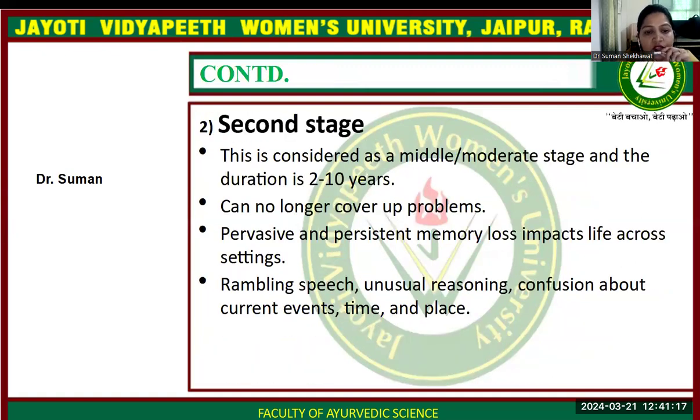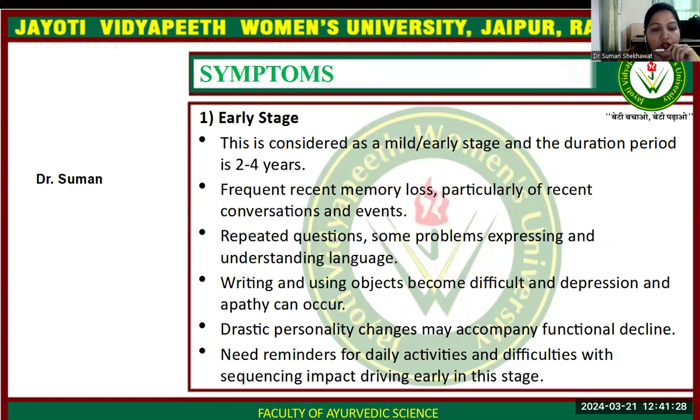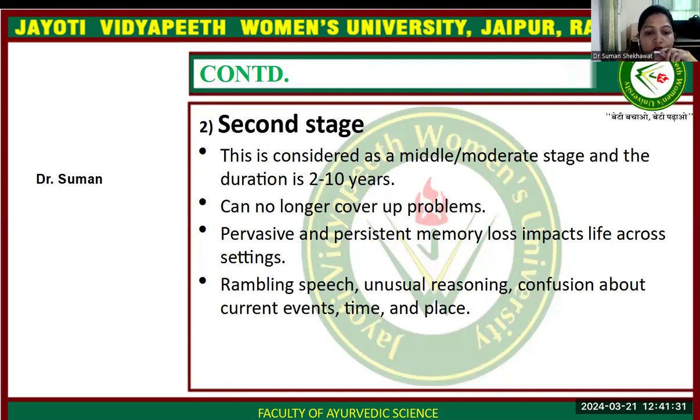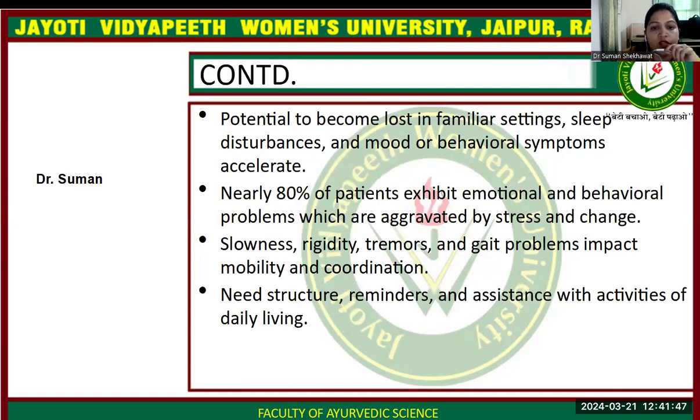The second stage of the disease is considered the middle or moderate stage, and the duration is 2 to 10 years. The duration of the early stage is 2 to 4 years, and the duration of the second stage is 2 to 10 years. The patient can no longer cover up problems. Pervasive and persistent memory loss impacts life across settings. Rambling speech, unusual reasoning, confusion about current events, time and places. Potential to become lost in familiar settings, sleep disturbance, and mood and behavioral symptoms escalate.